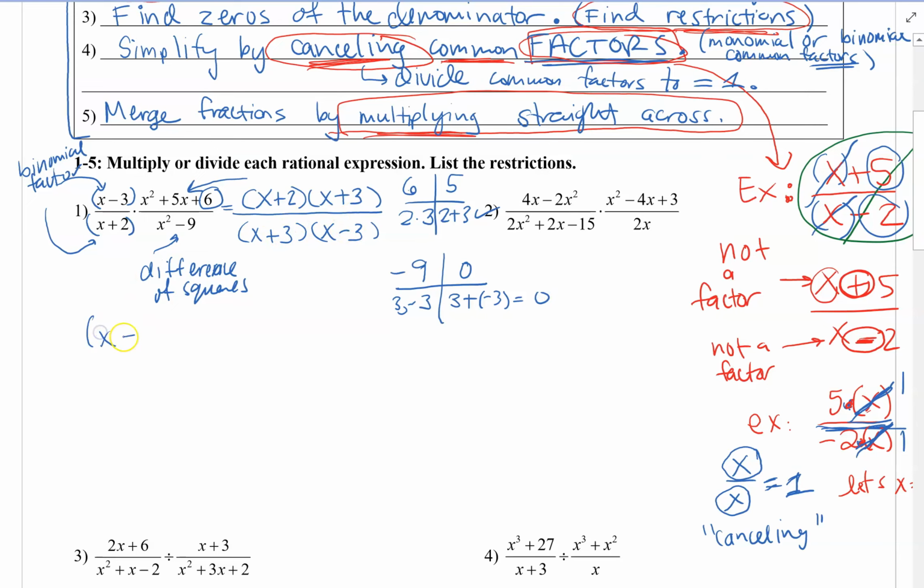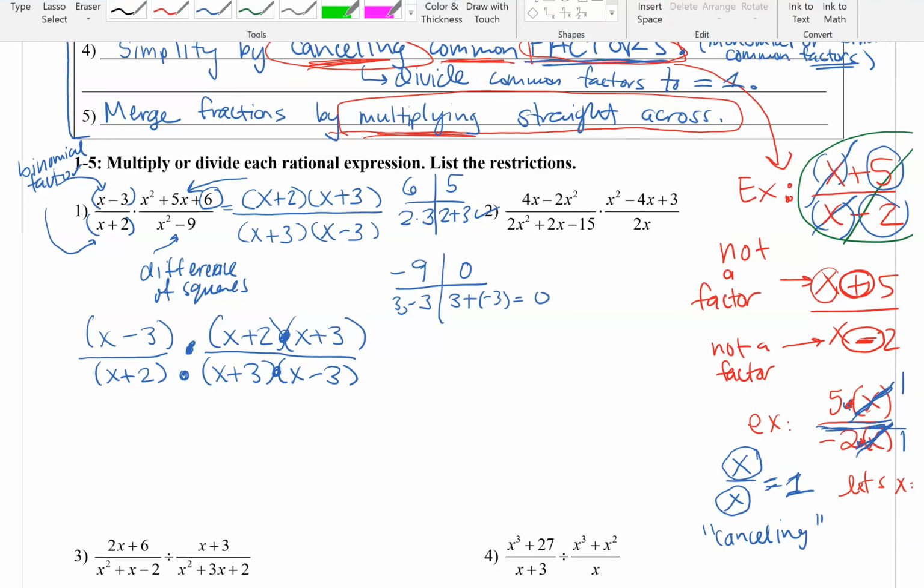I have x minus 3 times x plus 2 times x plus 3 over x plus 2 times, right, because I'm connecting these fractions through multiplication. So basically everything on the top is multiplying together and everything on the bottom is multiplying together. That also means that anything on the top can divide with anything on the bottom if it's a common factor, because these are all being connected through multiplication.